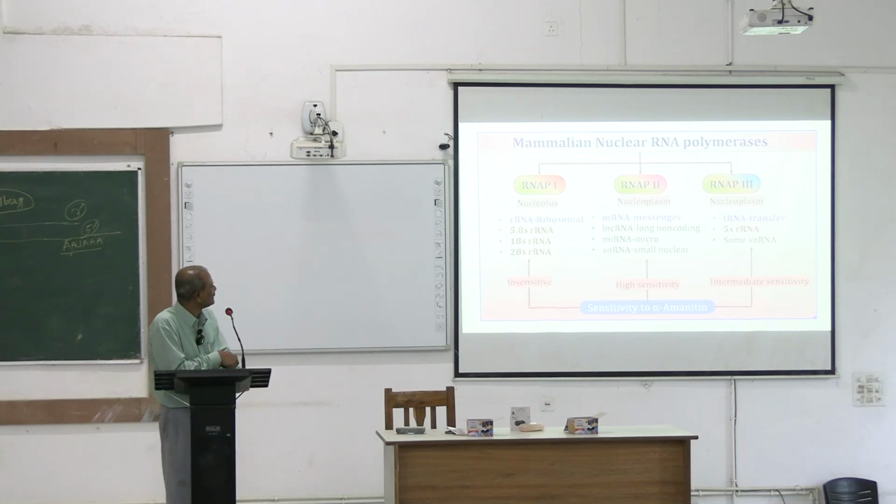Now, what happens? RNAP1 is insensitive, meaning the amount of RNA produced in the control test tube and in the alpha-amanitin test tube will be the same. It will be insensitive, it will not have any effect. If you look here, RNAP3, there will be some production, but the amount will be less. In RNAP2, there will be a complete stoppage. There will be no production. So that is basically one part of research purpose.